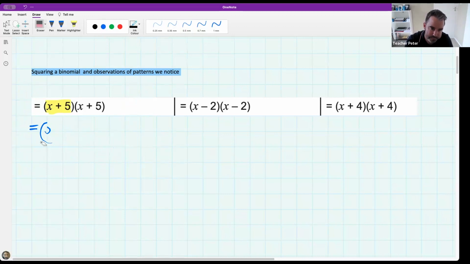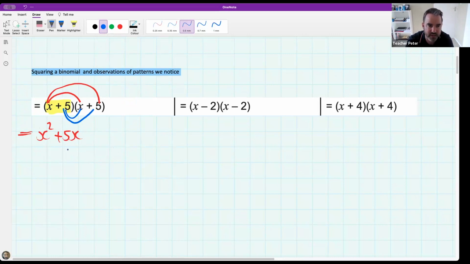Now, back in grade 9, you learned about something called FOIL, or multiplying out brackets. I first want to show you, if I multiply the first, inner, first, outer, I'm going to get x squared plus 5x, but I'm not done. This has to be multiplied, and that gives me plus 5x plus 25.